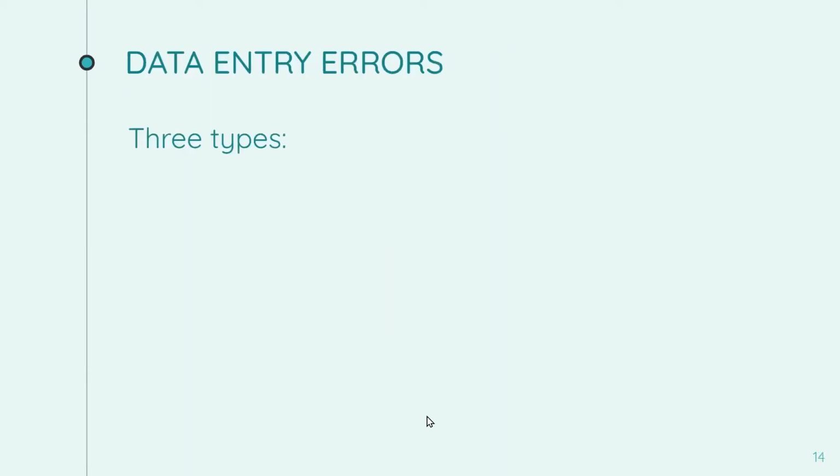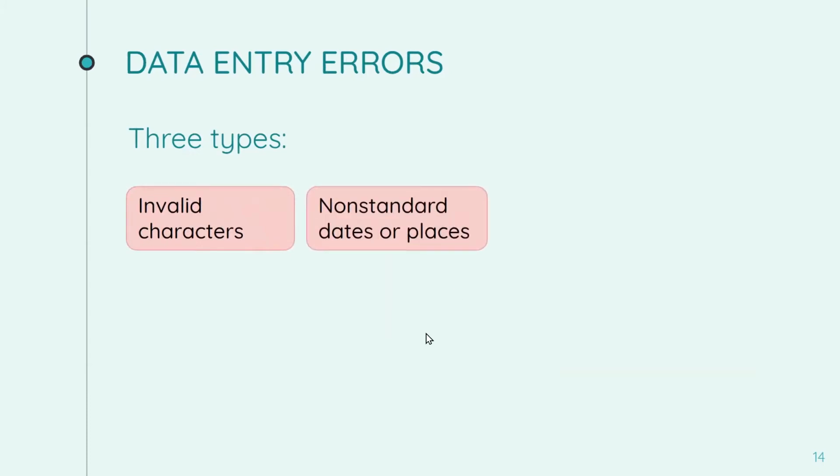Okay, let's dive into our first category. There are 3 types of data entry errors that you might see warnings about. First of all, invalid characters, then non-standard dates or places, and male or female required. Because these are fairly simple and each solution is unique, we're going to walk quickly through each one of those.